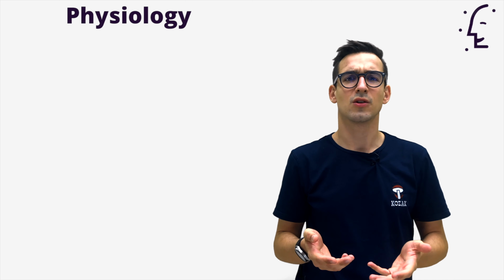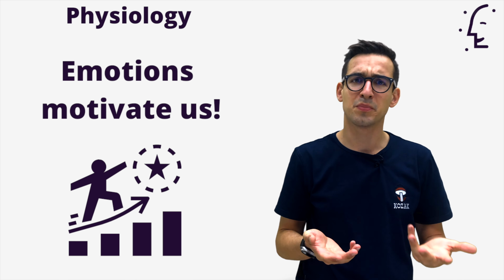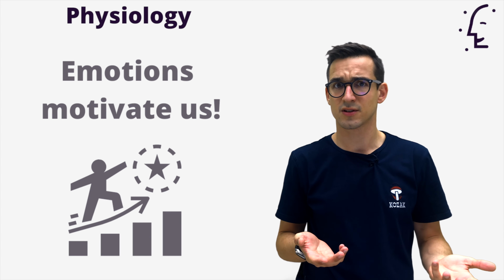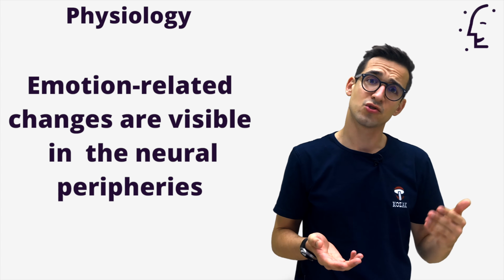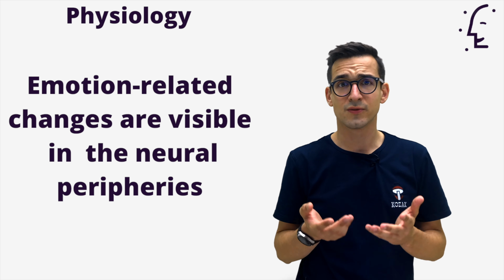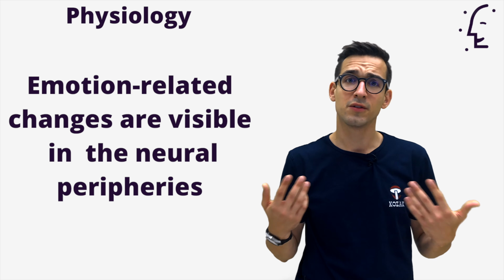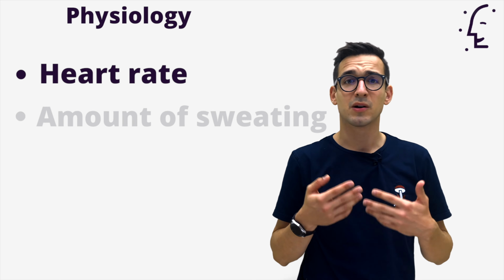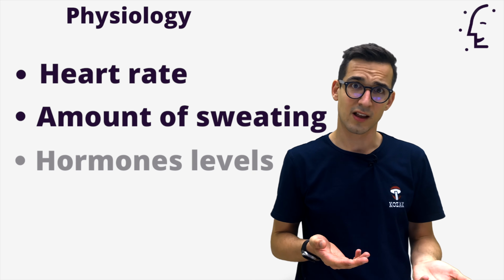Moreover, emotions also motivate us and prepare us for certain behaviors. So emotion-related changes are also visible in the peripheral nervous system and can be measured with heart rate, amount of sweating, and hormone levels.